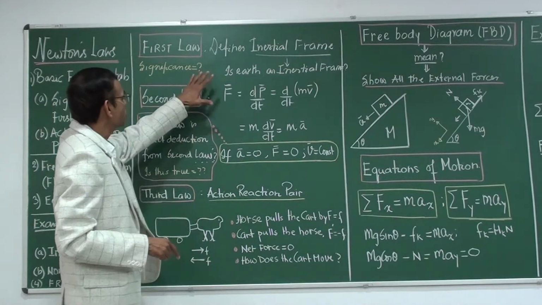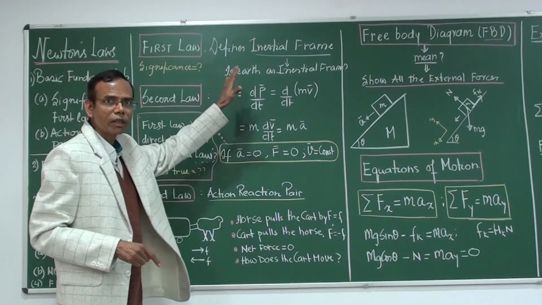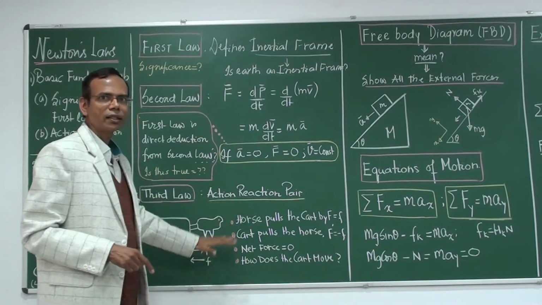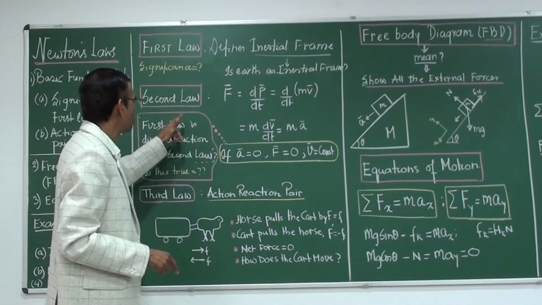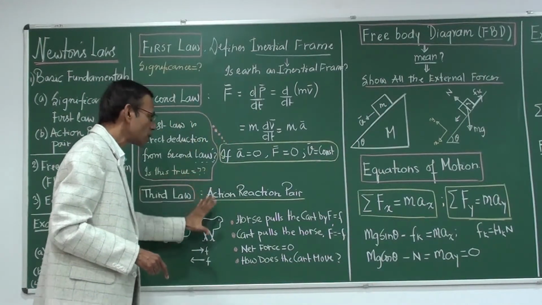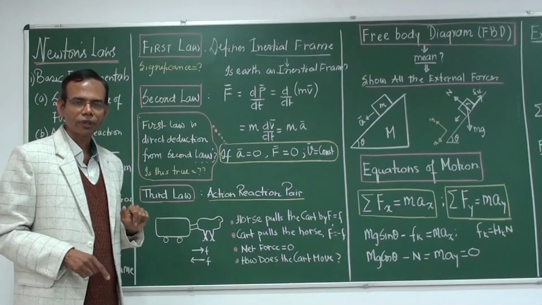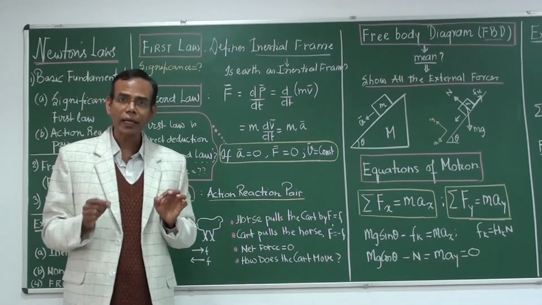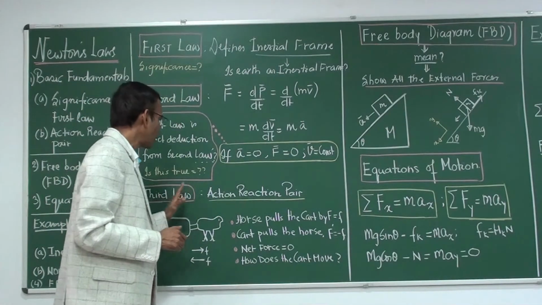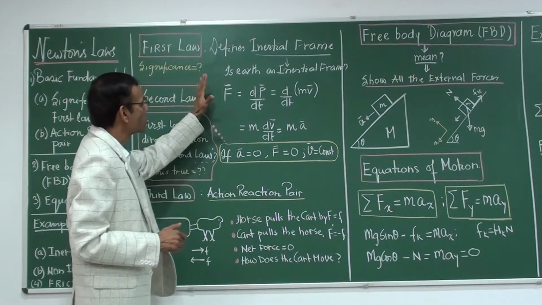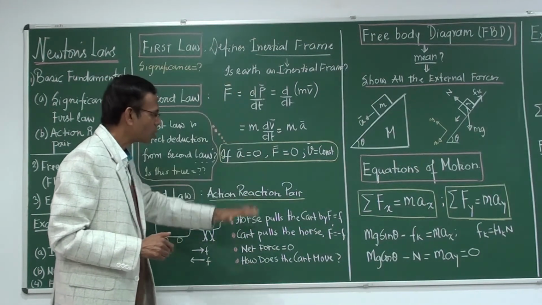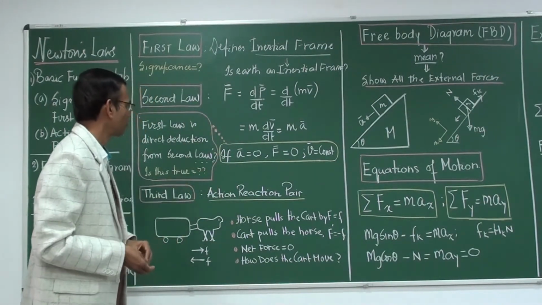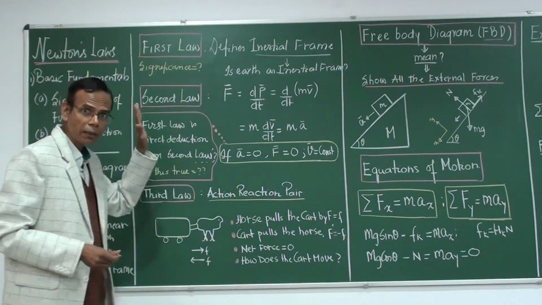Now, once the first law defines the inertial frame of reference, other laws are valid in an inertial frame. Like the second law is valid in an inertial frame, and the third law is also valid in an inertial frame. If the frame is not inertial, the action-reaction pair will not be exactly the same. So basically the first law defines the inertial frame and the other laws state the force and the action-reaction pair. So I hope this is clear to you. This is a very important concept.